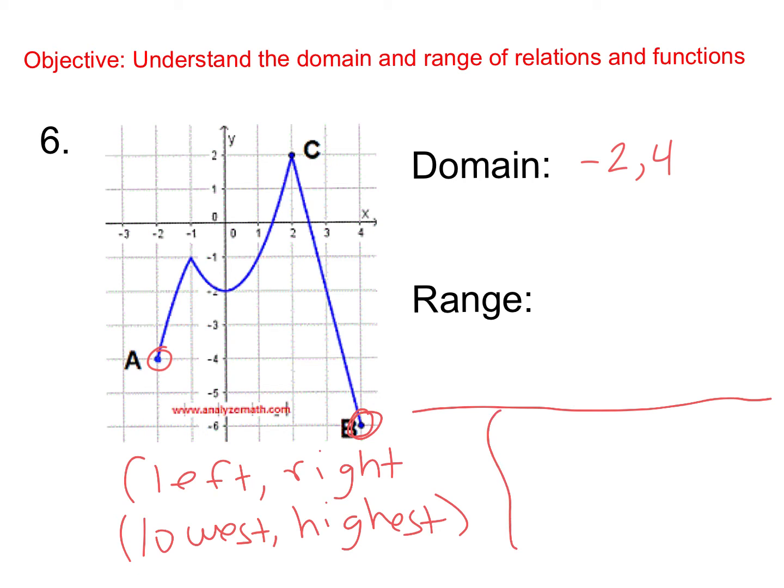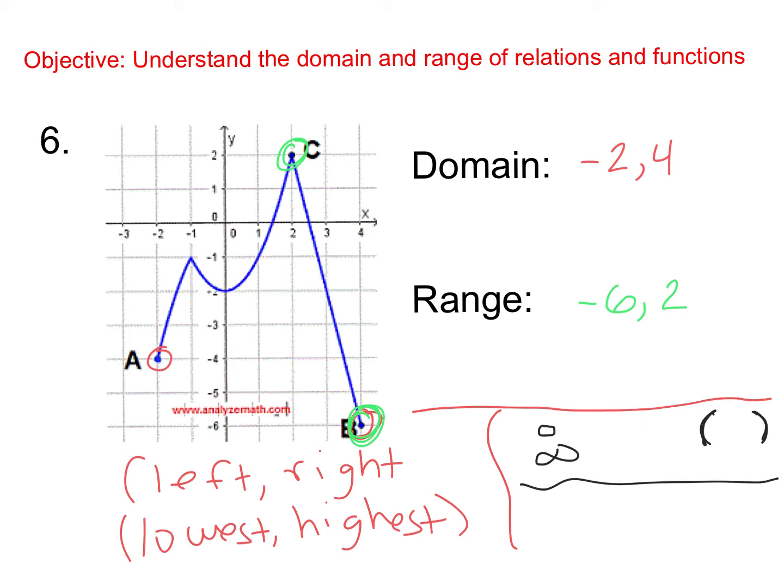Right, what's the lowest? The lowest is down here. What's that y value? That's negative 6. And then what's the highest y value? Up here, that's a 2. Okay, so now, if you remember from inequalities, when we had an open circle, it was like a less than, right? That's a parentheses. Whenever you see open circles, or an infinity, we're going to do parentheses.